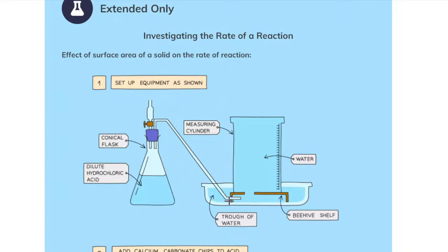This is just a glass rod. If you are wondering, it's not any condenser, it's nothing like that. You're just connecting it to a trough. In this trough we have a beehive shelf, and then we have water up to the top. We'll see why we need water: the reaction will produce gas, and the water will be displaced. You have the measuring cylinder here with water, and then the conical flask, and you put a stopper here, and that is that.